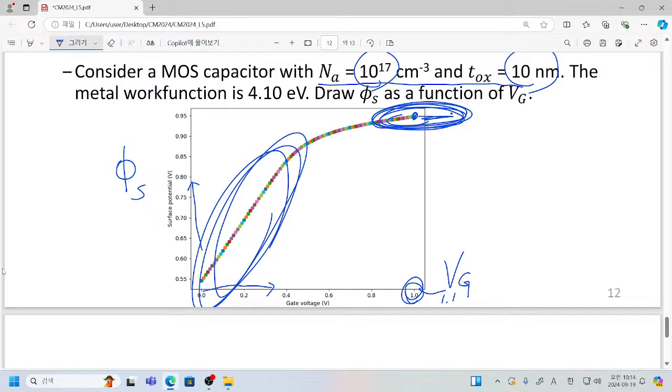Okay, so in the sub-threshold region, when you change your gate voltage, it is directly converted into the change of your surface potential, and once the device is turned on, then surface potential is more or less fixed and does not increase any further meaningfully.